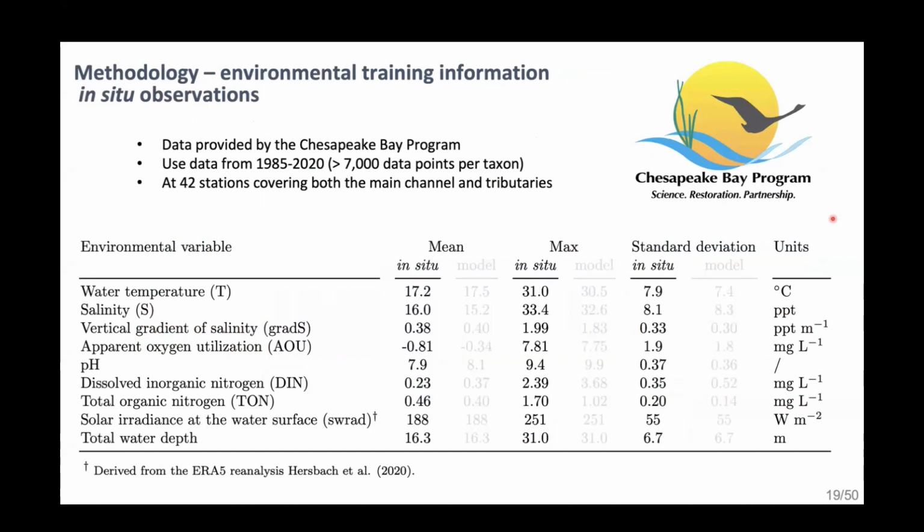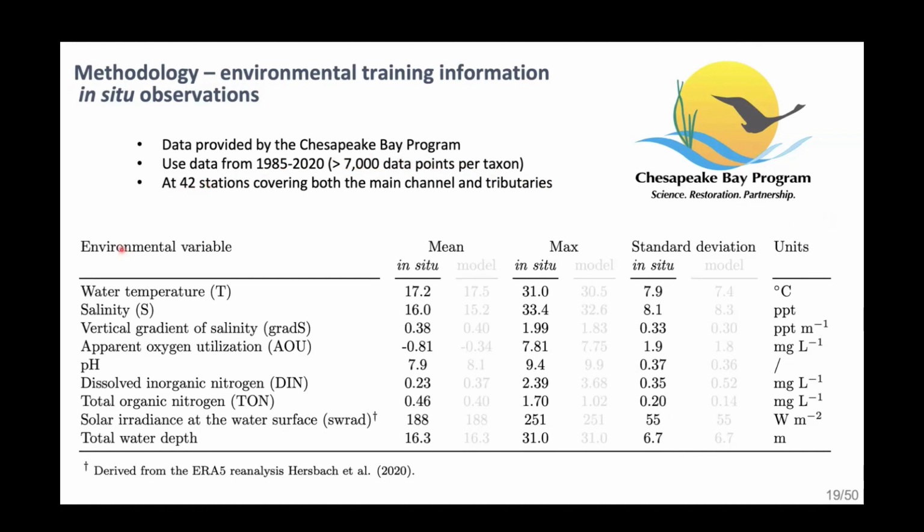And like I said, we need two main things. First of all, training information, and then secondly, we have to pick a statistical model type. Let's start with the environmental training information, and let's start with the in situ observations. So these data are provided by the Chesapeake Bay program. It's publicly available data, and we use data from 1985 to 2020. You get more than 7,000 data points per taxon because we have one observation each month or every 2 weeks. And we use observations coming from 42 stations, covering both the main channel and the tributaries.